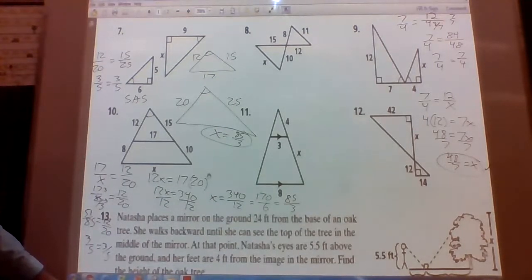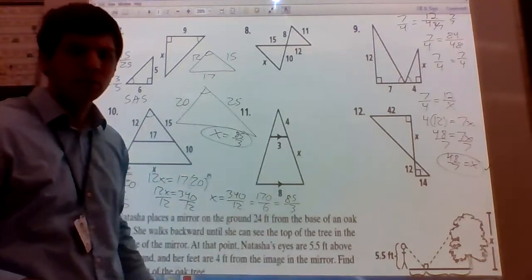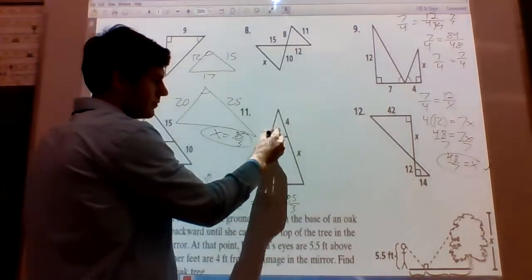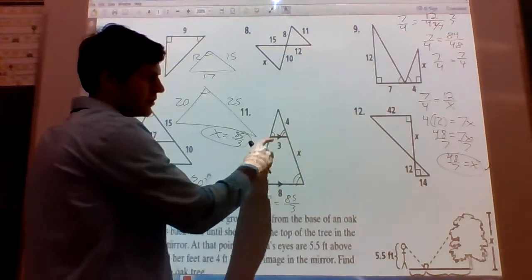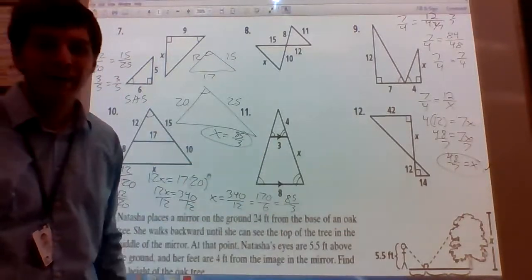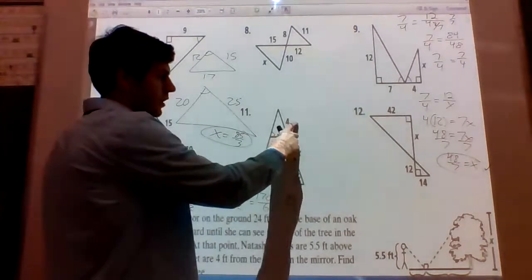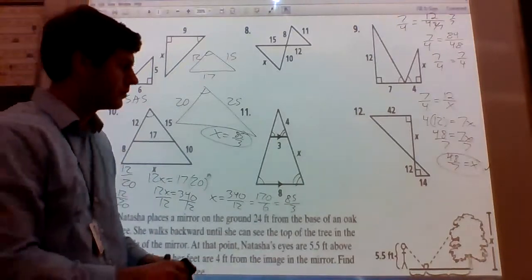Number 11. Okay, it's very similar. We're using the fact that they're parallel. So actually, I don't like number 11. We didn't talk about that. Okay, well, these lines are parallel. We know corresponding angles are congruent by the corresponding angle theorem. So now we have two pairs of angles that are congruent. So now by angle similarity, the triangles are proportional.